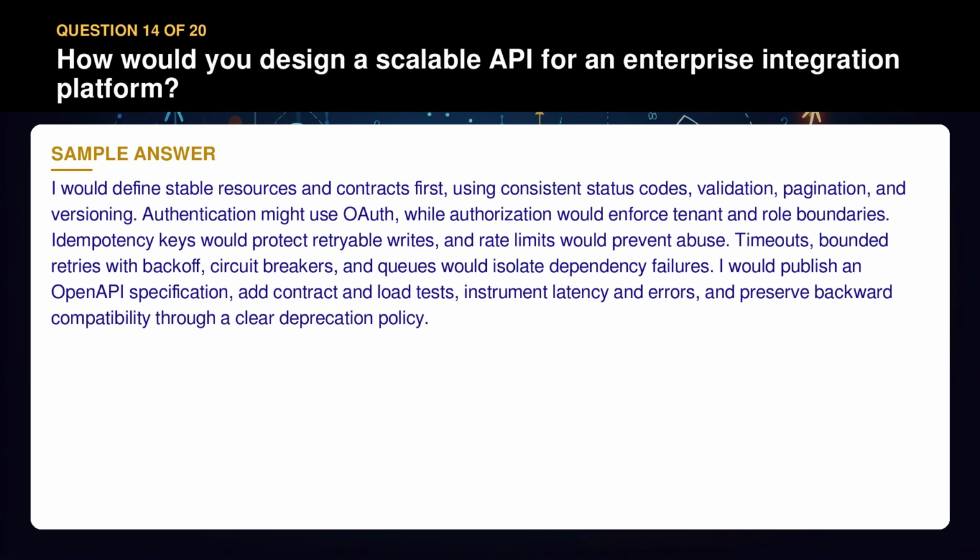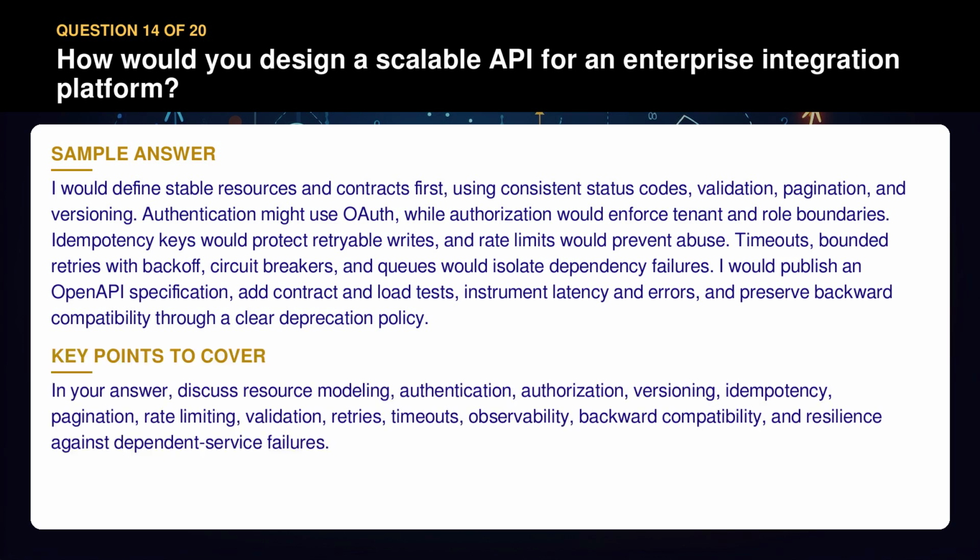Timeouts, bounded retries with backoff, circuit breakers, and queues would isolate dependency failures. I would publish an OpenAPI specification, add contract and load tests, instrument latency and errors, and preserve backward compatibility through a clear deprecation policy. In your answer, discuss resource modeling, authentication, authorization, versioning, idempotency, pagination, rate limiting, validation, retries, timeouts, observability, backward compatibility, and resilience against dependent service failures.